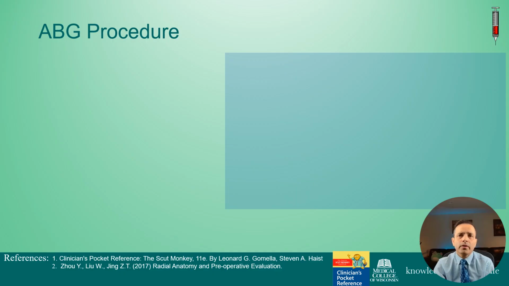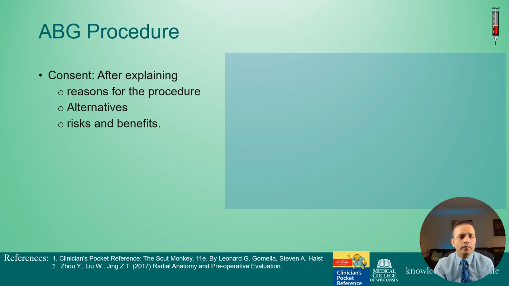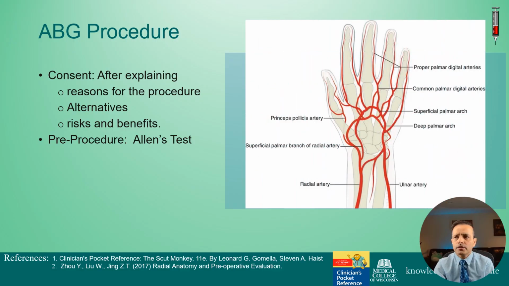So let's talk about ABG procedure. Like in all procedure, you'd like to first obtain a consent, after explaining reason for the procedure, talking about alternatives, talking about risk and benefits. And you would like to do Allen test. So the reason to do Allen test, as you can see in this picture, so radial and ulnar artery, it is connected through this arch. We call it superficial and deep arch.